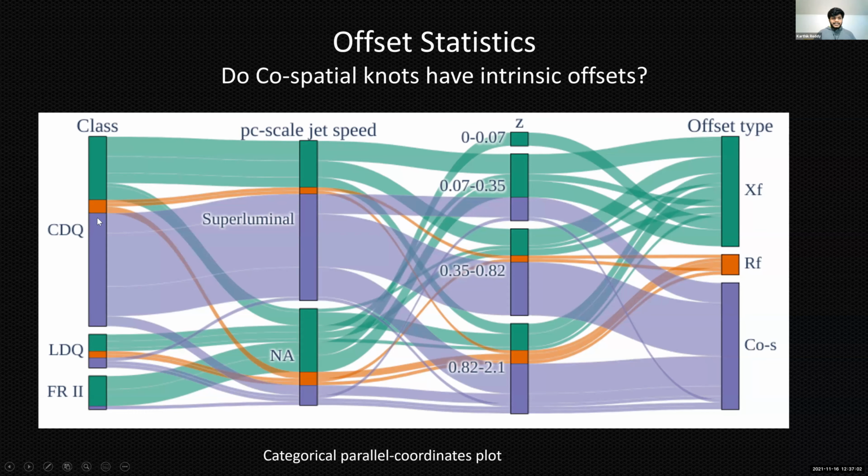Now, if we consider the fraction of knots with offsets and knots without offsets, the fraction increases as the jet gets more aligned. The knots without any significant offsets are predominantly coming from jets with superluminal sources, and they're also located at a larger distance than the jets where we find significant offsets. So this suggests that perhaps projection and distance effects are also playing an important role in reducing any offsets that we could detect in these knots.